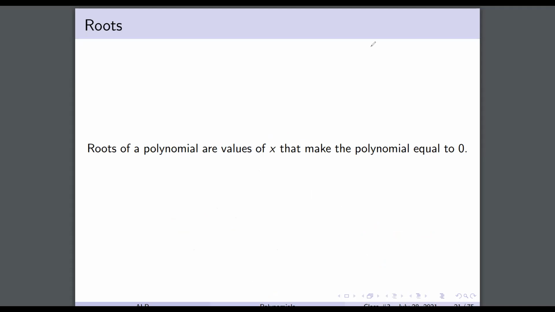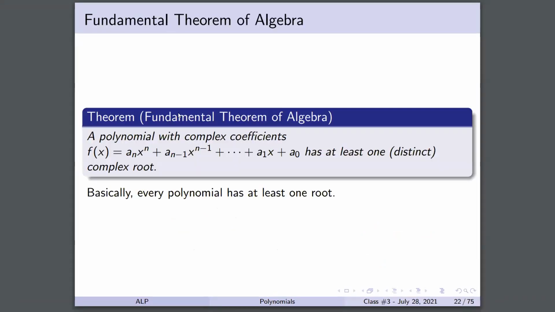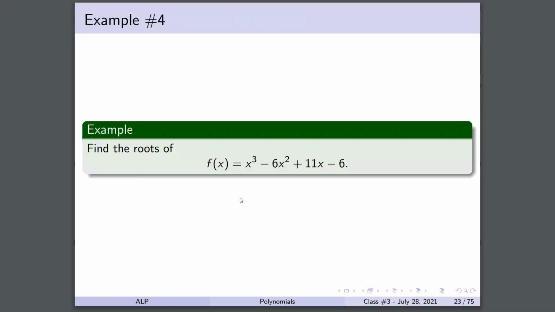Now, let's continue. So we have the fundamental theorem of algebra. Basically, a polynomial with complex coefficients will have at least one complex root. Basically, every polynomial has at least one root, is what it's saying. So now we're asked to find the roots of f of x equals x cubed minus 6x squared plus 11x minus 6.